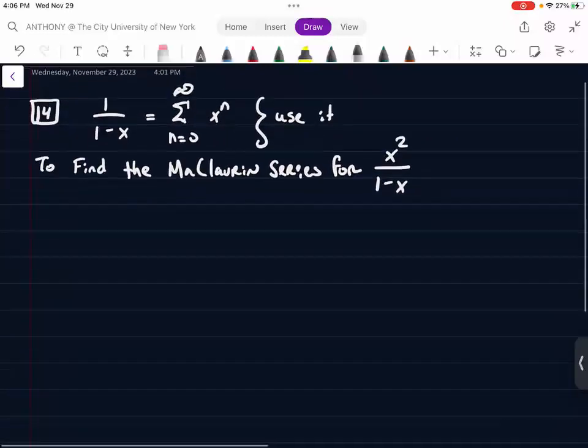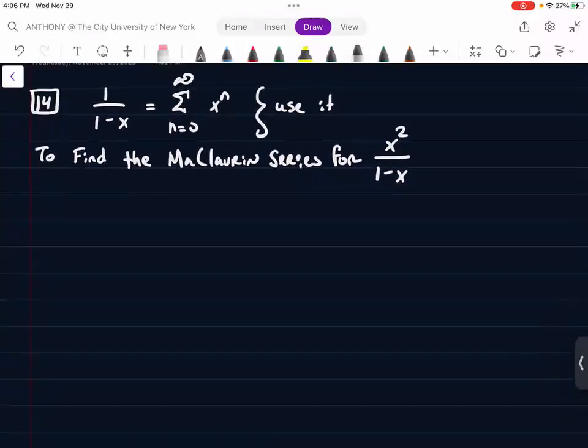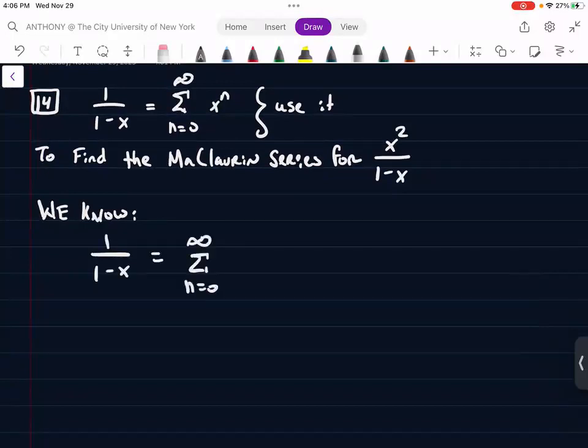So this is what I did to figure it out. Basically, we know from the given that 1 over 1 minus x is equal to the series of x to the n, right? So term by term, this will be x to the 0 plus x to the first plus x squared plus, yada, yada, yada, all the way to x to the n.